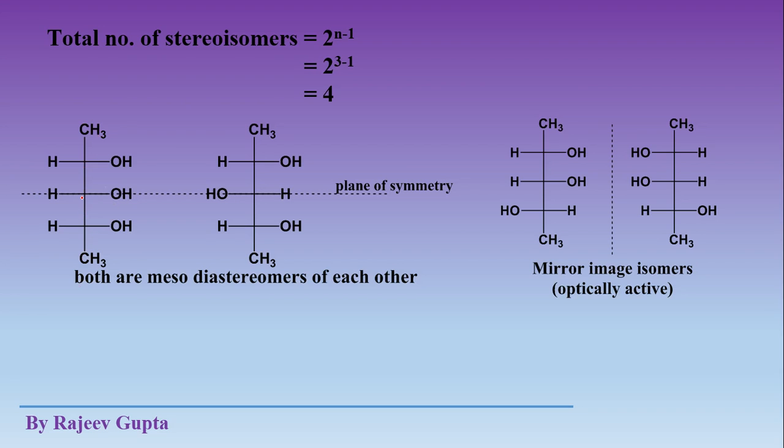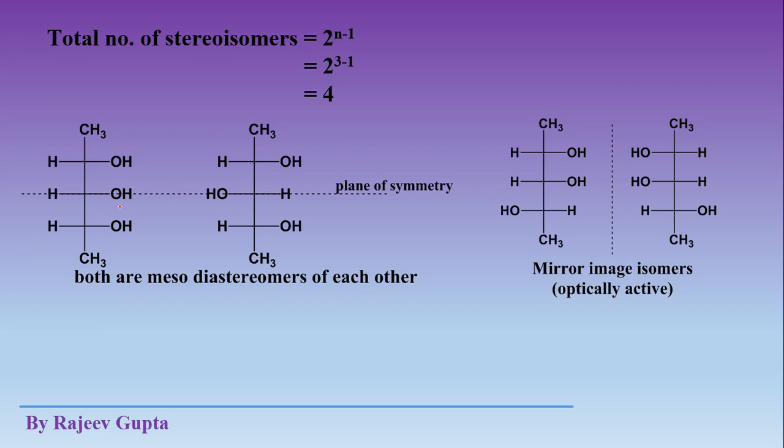Put this structure like this, as we know that the total number of chiral centers is 3, where one is pseudo and 2 are normal chiral centers. So put 3 horizontal lines like this. Put all the 3 OH groups on one side, and this is the first meso compound.